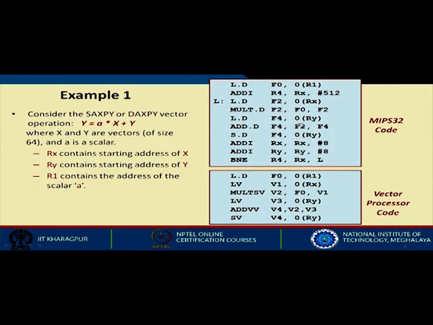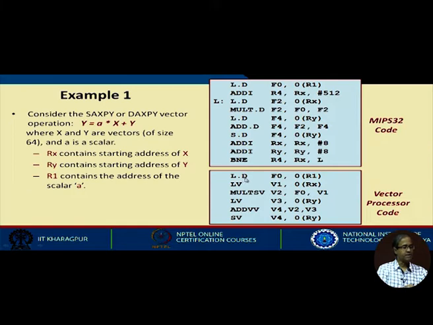Then from there we have to add y. So, we load the first element of y, store it in F4, this F2 we add to F4, store the result back in F4, and we store it back into y, because the result has to be stored back in y. Then we increment the x pointer by 8 to point to the next number, and the y pointer by 8, then check whether R4 and Rx are becoming equal. If it is not equal, you jump back. This is MIPS32 code.